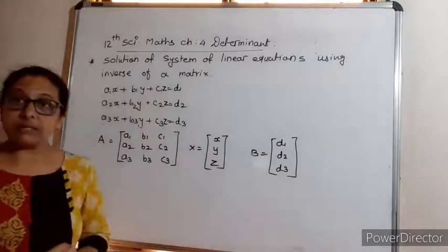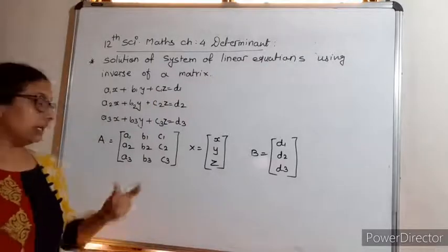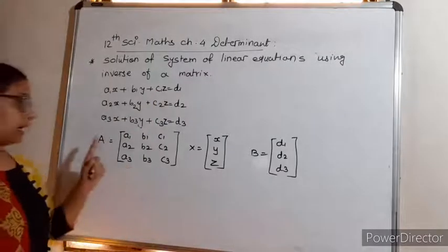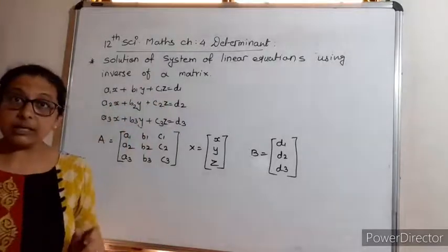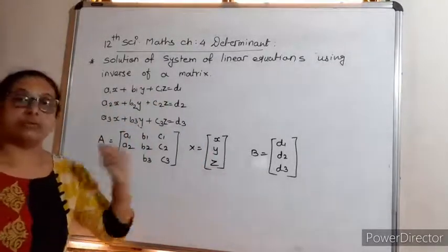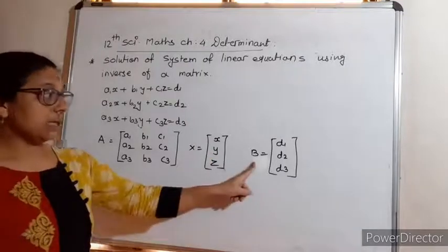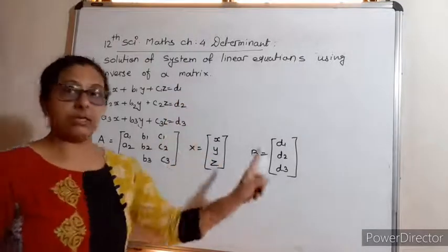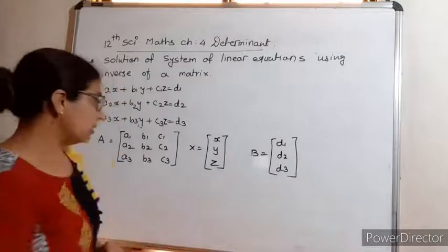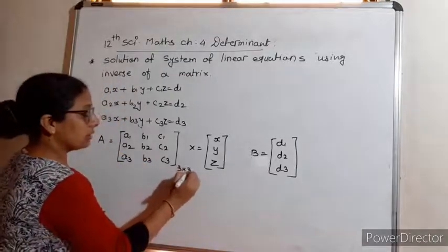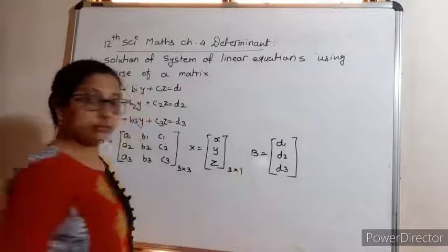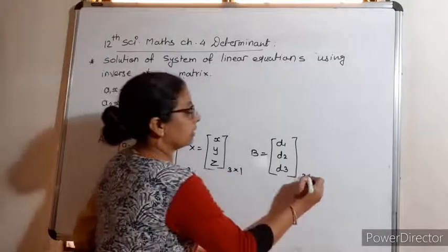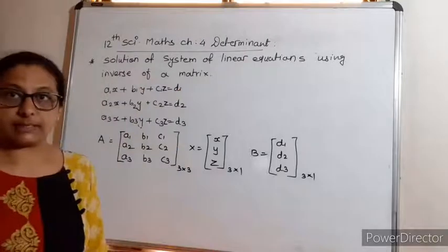The coefficients a1, b1, c1, a2, b2, c2, a3, b3, c3 we take in one matrix, that is A. X, y, z are the variables, that is our matrix X. B is the constants d1, d2 and d3. Now A is of order 3 by 3, X is 3 cross 1, and B is again a 3 cross 1 matrix.